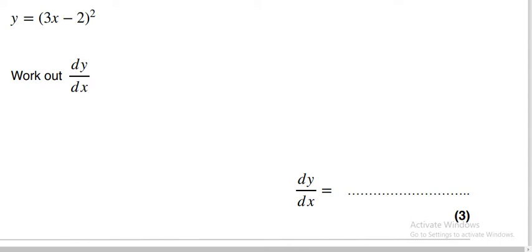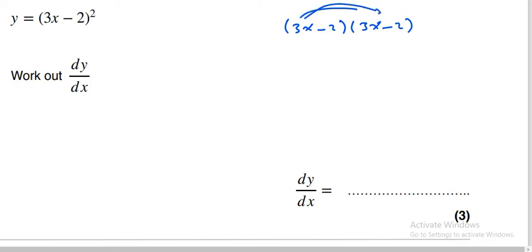The next question, y equal open bracket 3x minus 2 close bracket all to the power of 2. Y is the subject and x is the variable. Do we have root? No. Do we have denominator? No. Do I have bracket? Yes. Bracket power 2, how to expand? By writing the bracket multiplied by itself.